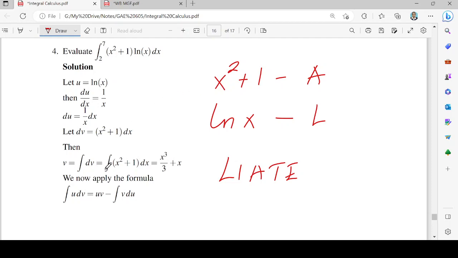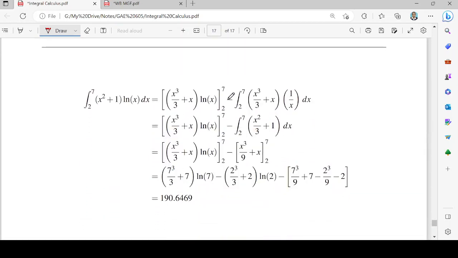You integrate dv to get v, you differentiate u to get du. Then you substitute. The only difference here is that we have the limits of integration. The method is worked out the same way. The steps are the same, only that now we have the limits, so we end up with a value and not a function. So basically, this is the method that we call integration by parts.